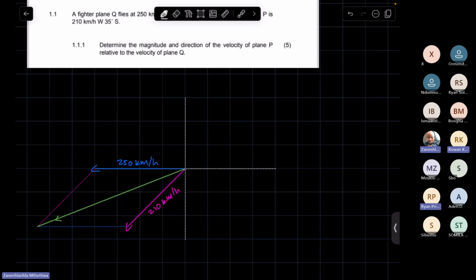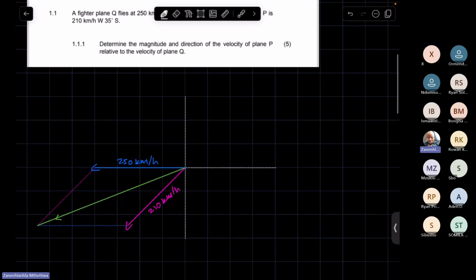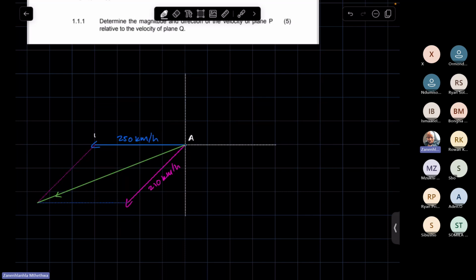Yes, sir. So far, so good. Right. So now you name your parallelogram. Call it A, call this B, call this C, call this D. How you name your parallelogram doesn't really matter, as long as you name your parallelogram for reference. So if that's the case, we are looking for the velocity of P relative to Q, and as we've established, this is the vector that represents the velocity of P relative to Q, the resultant velocity of this parallelogram.